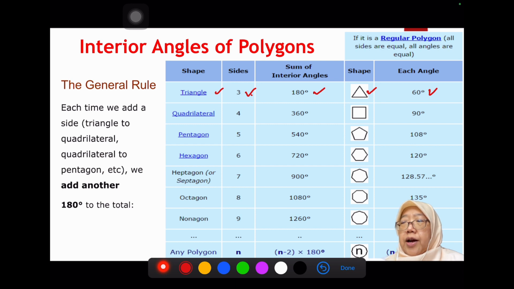Equilateral triangle. Equilateral triangle here means that the sides have the same length. This side, and this side.